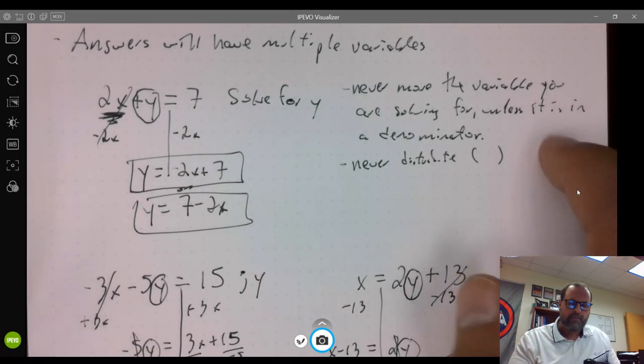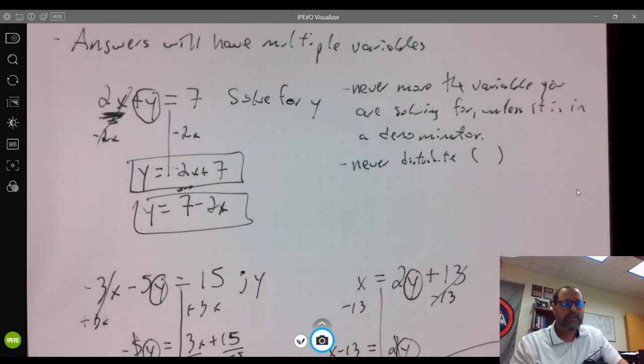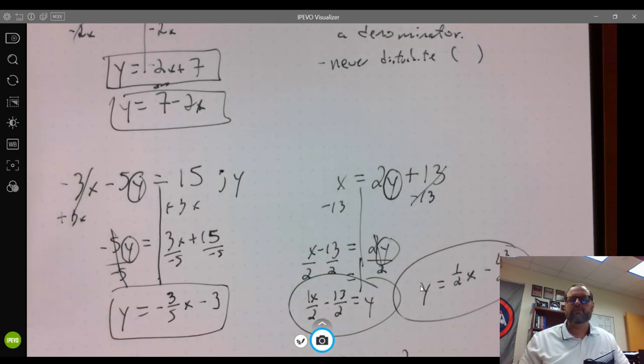Okay. You never want to move the variable you're solving for. You're going to leave that right where it is. Everything else, you figure out, how do I get it to the other side? Positive 13, you subtract 13. A 2 attached by multiplication, you divide by 2.